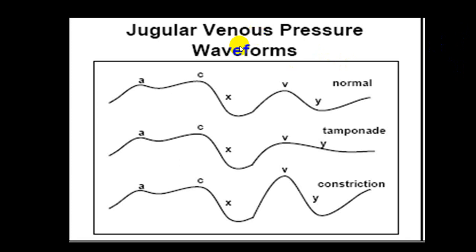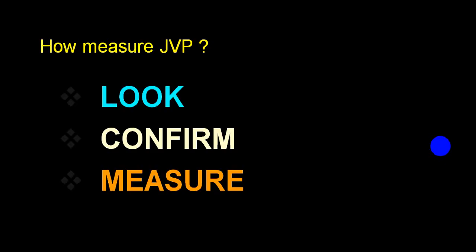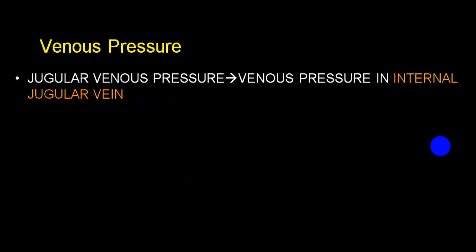So these are the normal pressure waves, A wave, C wave, V wave. You can see in a tamponade, A and C waves are almost becoming equal. And in a constriction, you can see that the V wave is becoming more prominent as compared to even a tamponade. And this is what we call, during deep inspiration, the person will have a prominent V wave. That is one of the characteristics in case of constrictive pericarditis, and that we also label as Kussmaul's sign.